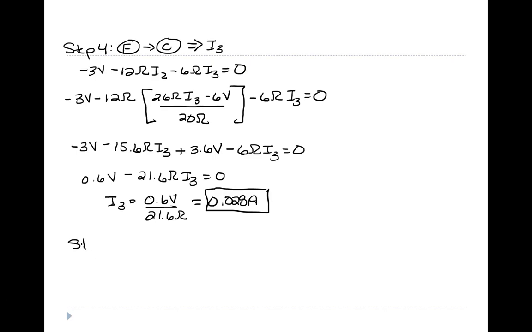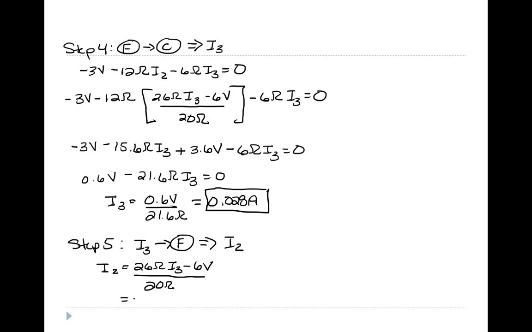Okay, step 5. Step 5 is to take I3 and plug it into F. And that's going to give us a value for I2. So remember, F was that I2 equaled 26 ohms I3 minus 6 volts over 20 ohms. So that's 26 ohms times 0.028 amps minus 6 volts divided by 20 ohms, and that works out to be a negative 0.264 amps.